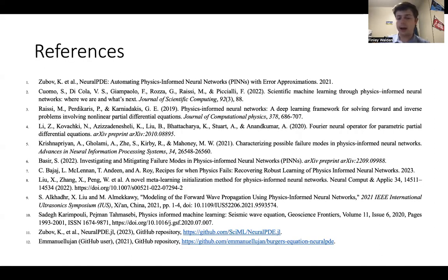These are the references. They'll be the same on the paper. The 12 references, and as I mentioned, these bottom two are GitHub repositories with some of the code that was really vital in the production of these results.